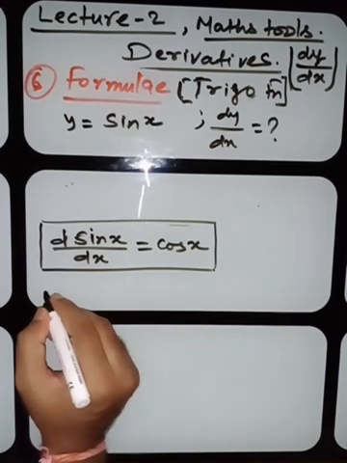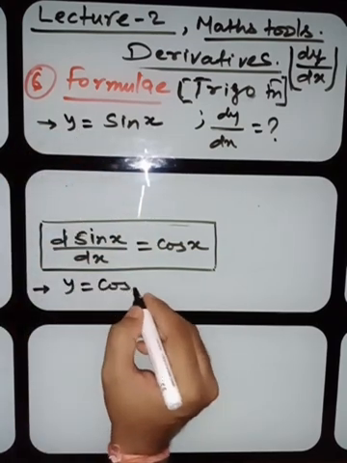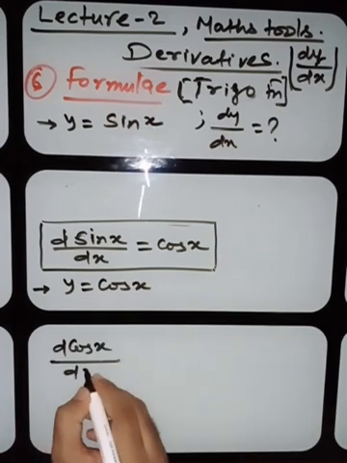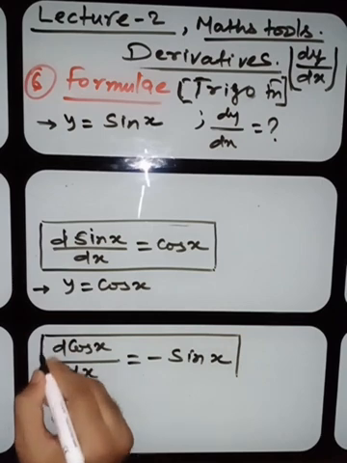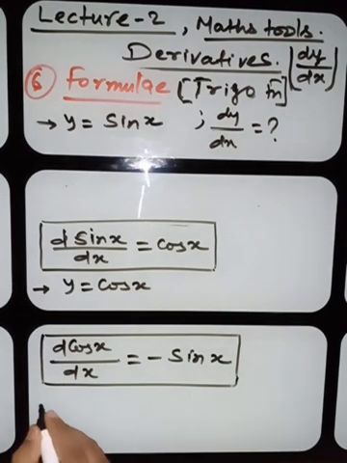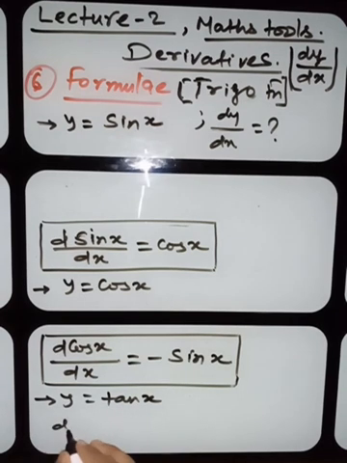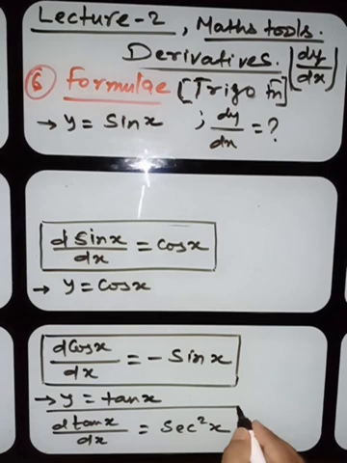Now the second one, this was the first. If y = cos x, then what will be dy by dx? So d(cos x)/dx is minus sin x. This is the second one, very important. Now the third: if y is tan x, then dy by dx, that is d(tan x)/dx, is sec² x. Okay, so we have finished 3 functions.